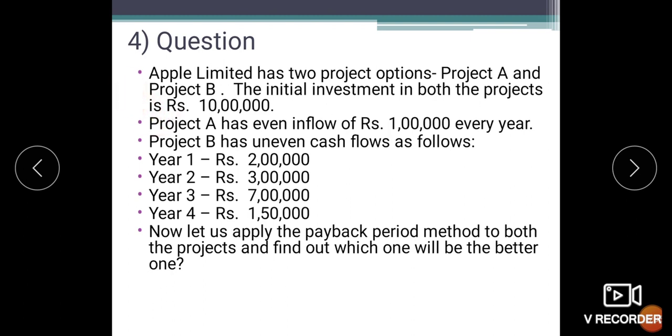So you need to focus on the first formula for the calculation of payback period. No need to cumulate the cash inflow because the cash inflow in all the years is equal for Project A. But in the case of Project B, the cash inflows are different, so you need to cumulate the cash inflow. So first of all, we can calculate the payback period of Project A with equal cash inflow.